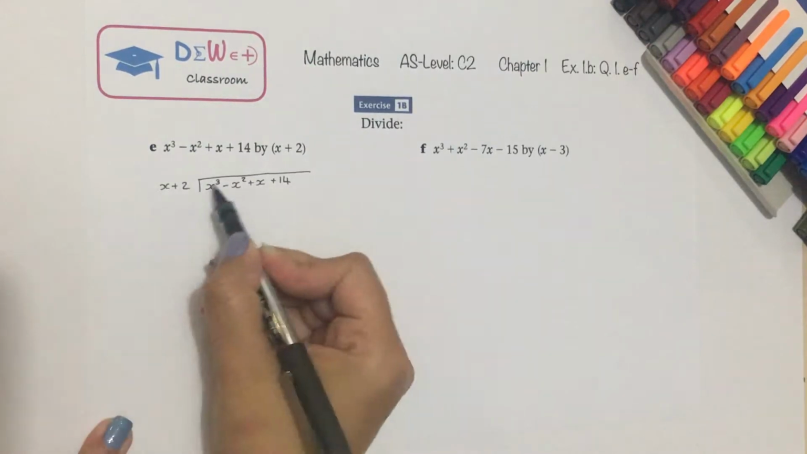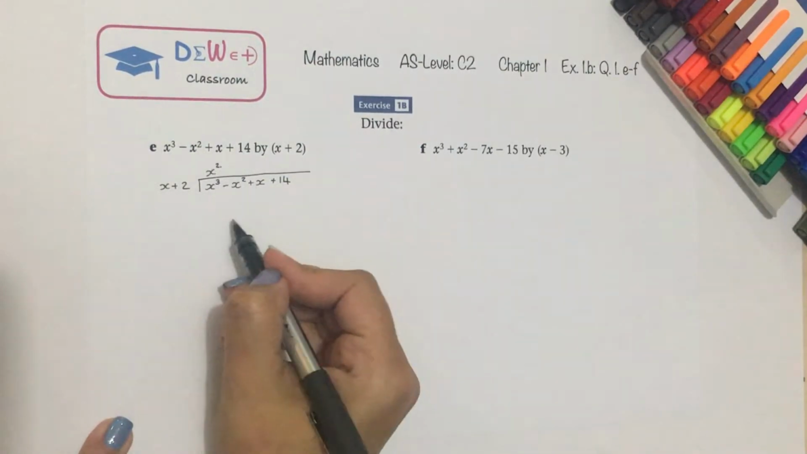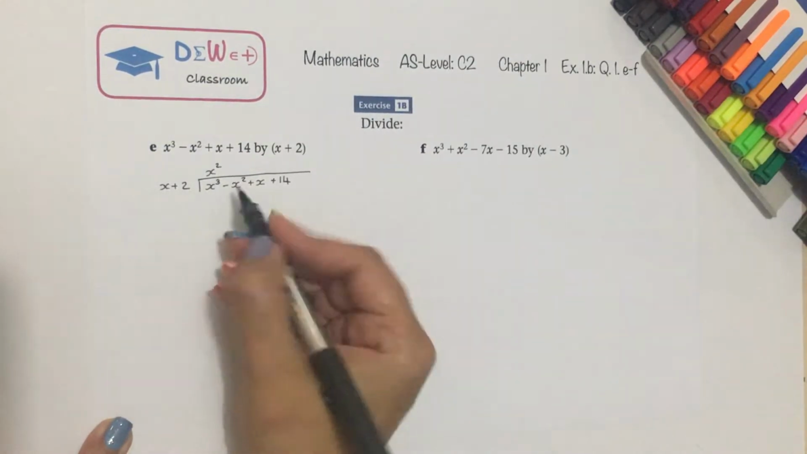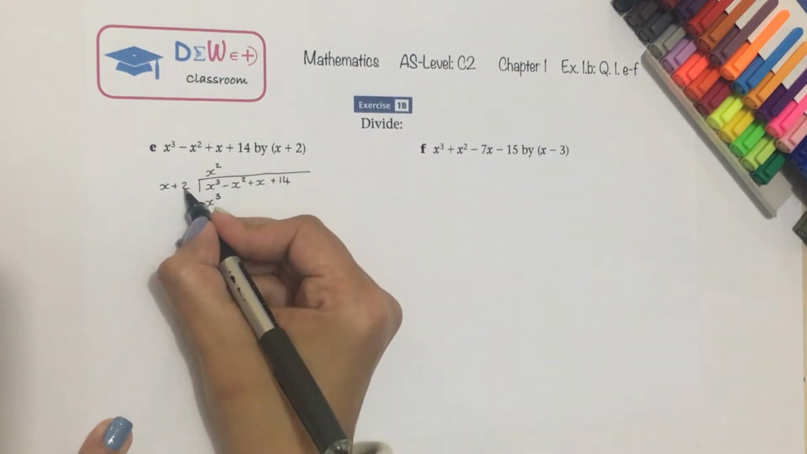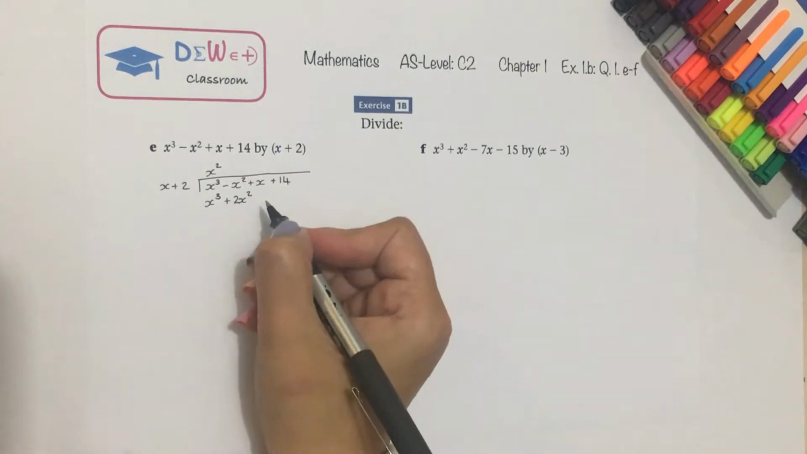X to the power of 3 divided by x gives you x squared. Now we can't ignore the 2 again. So it's going to be x squared times x is x to the power of 3. X squared times 2 is plus 2x squared.